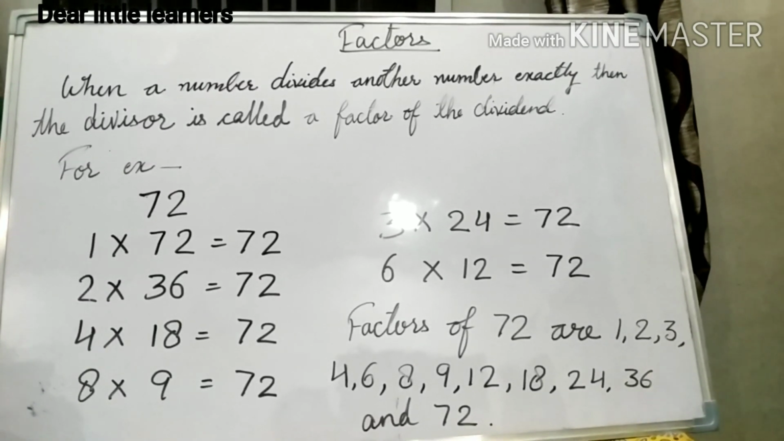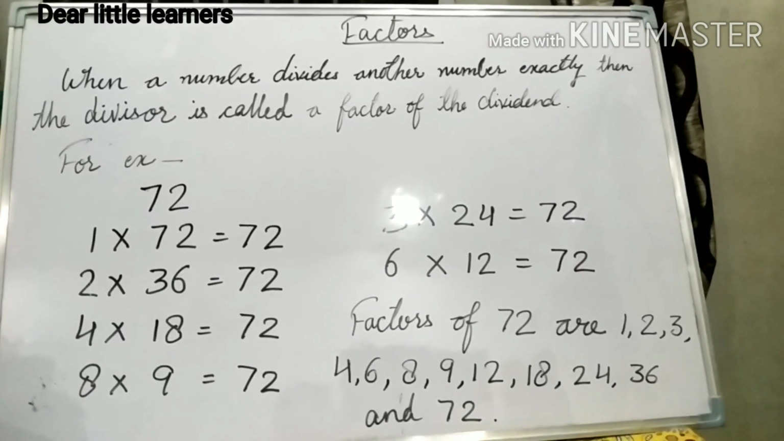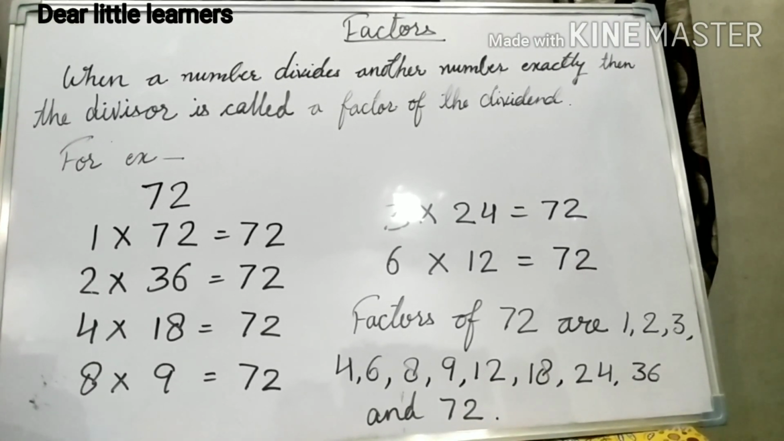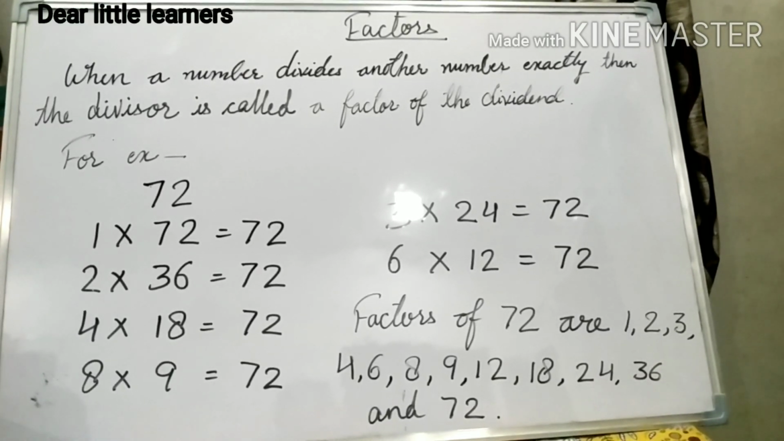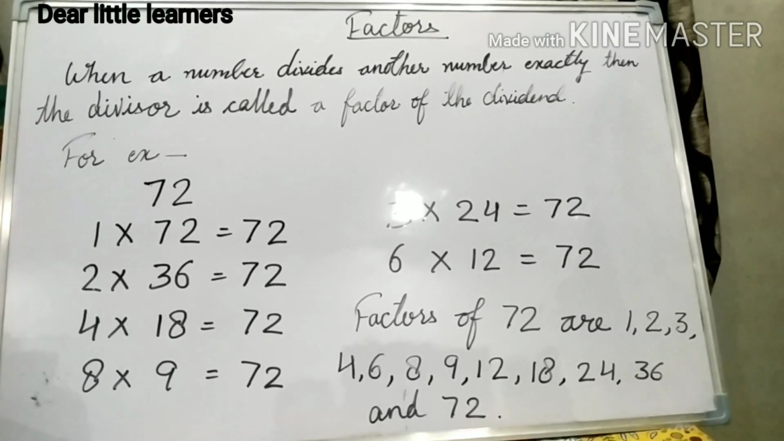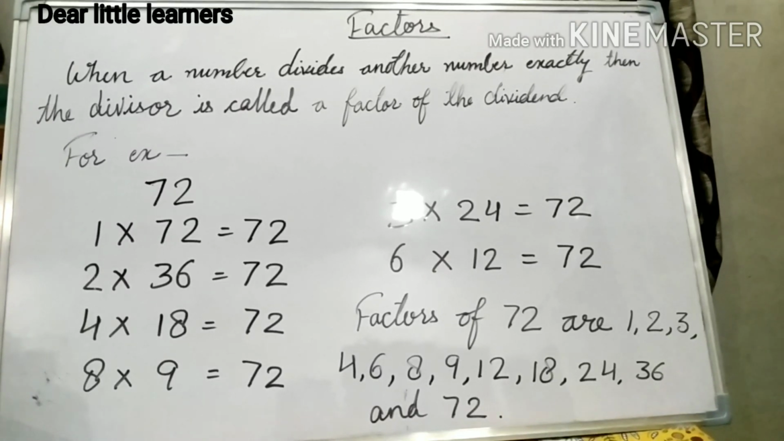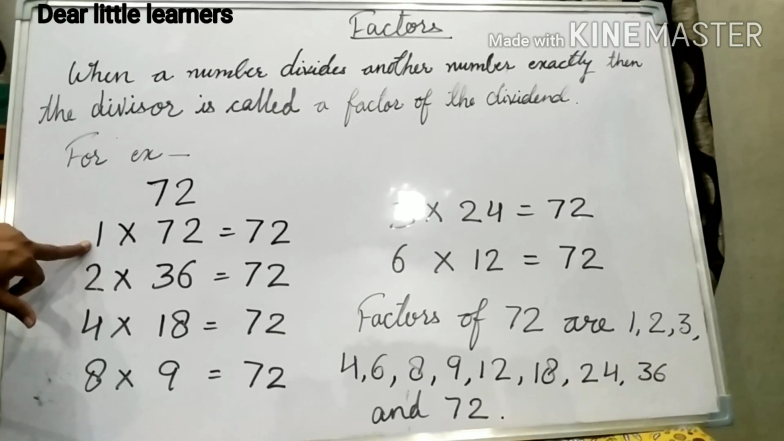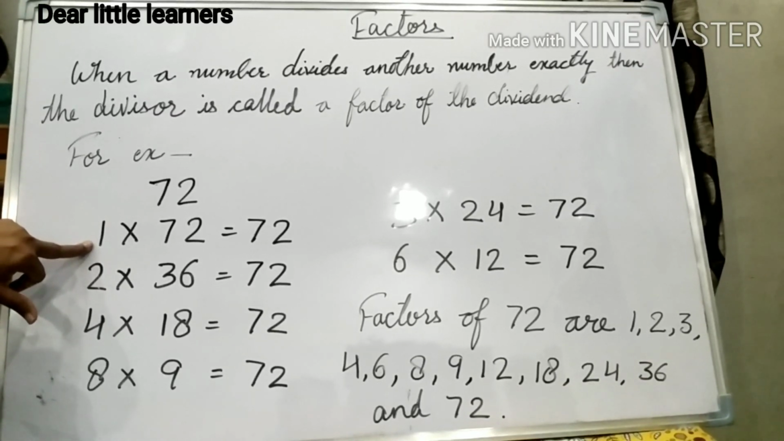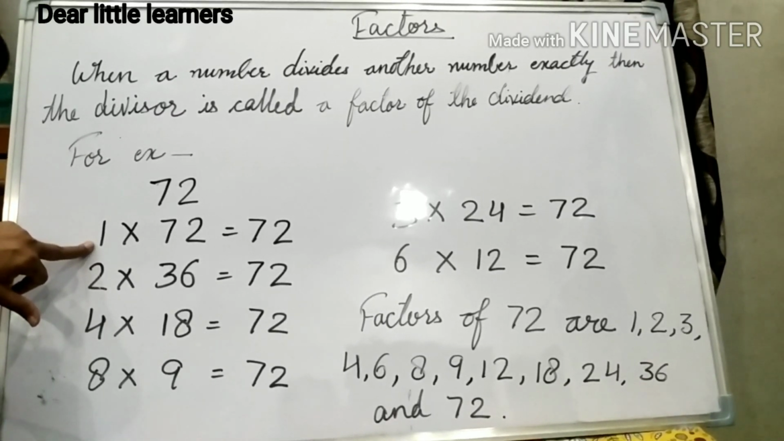Today I am going to teach you factors. Factors are what? When a number divides another number exactly, then the divisor is called a factor of that dividend. And children, in factors, 1 will be the smallest factor of that number, and that number itself will be the biggest factor of that number.